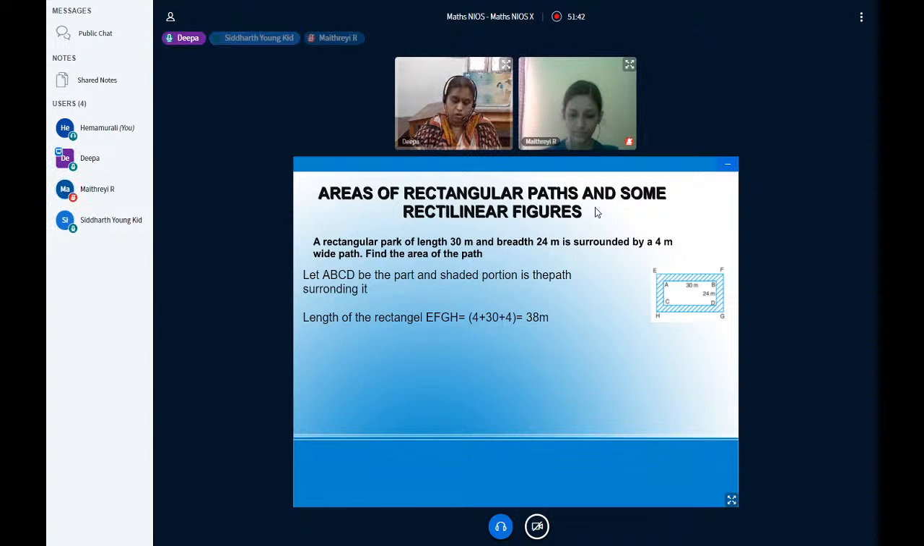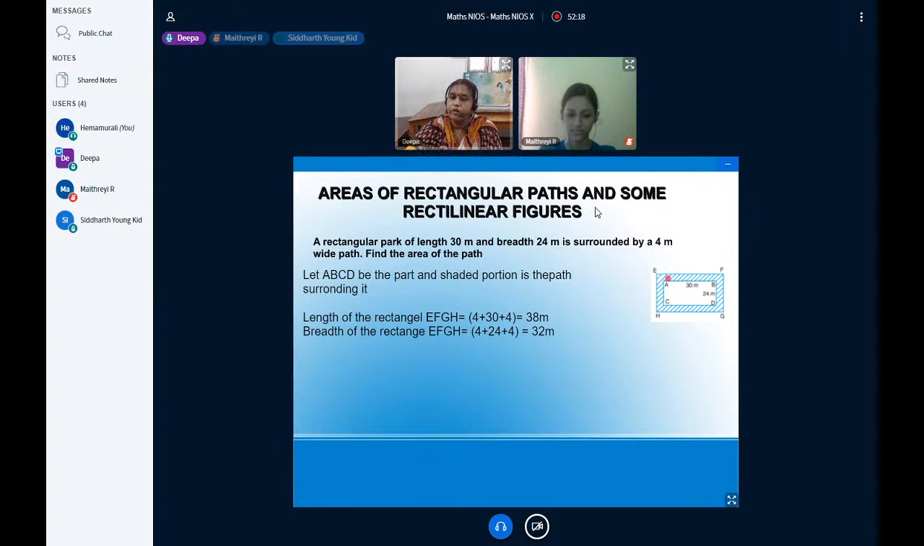Okay. Likewise we should find the breadth of the rectangle EFGH. What is the breadth? 24, plus on this side we have 4 meters wide and on this side we have 4 meters wide. So 4 plus 24 plus 4 is equal to how much? 32 meters. Now we have the length and breadth of the rectangle EFGH and of the rectangle ABCD also.